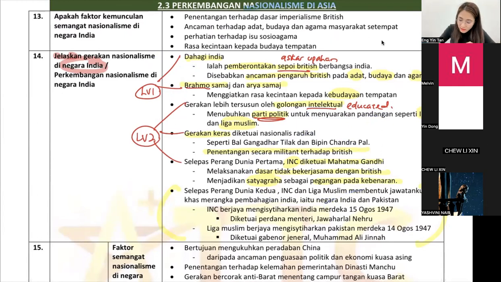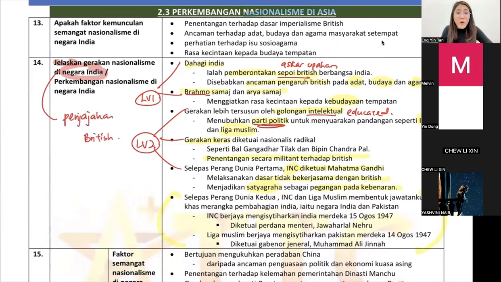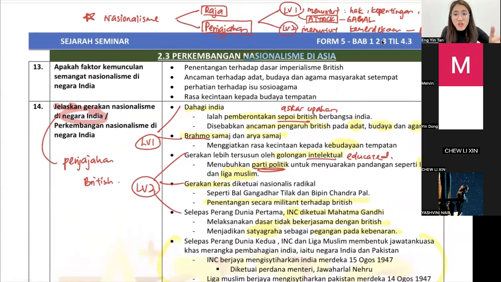By the way, India, negara India is under penjajahan siapa? I believe you guys know. Penjajahan British. So remember I say, whenever you revise Asia, Southeast Asia, all the countries, you try to use this method. Raja, penjajahan. Clear? Ask yourself the first question: did they have Raja? Or is it because of penjajahan? Kalau penjajahan, go through these two.